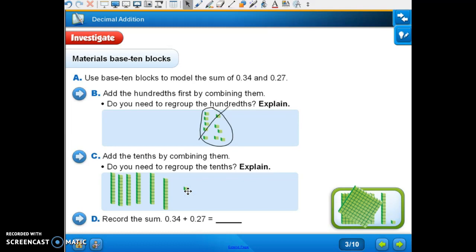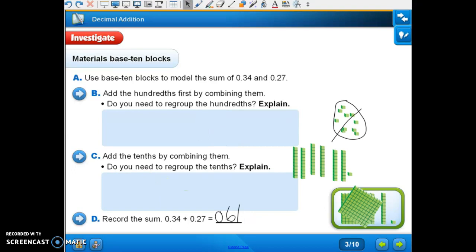So when we add 34 hundredths and 27 hundredths, we get how many tenths? 6. Put a 0 for your ones place. Don't forget your decimal. How many in the tenths place? 6. And how many in the hundredths place? 1. So 34 hundredths plus 27 hundredths is 61 hundredths.